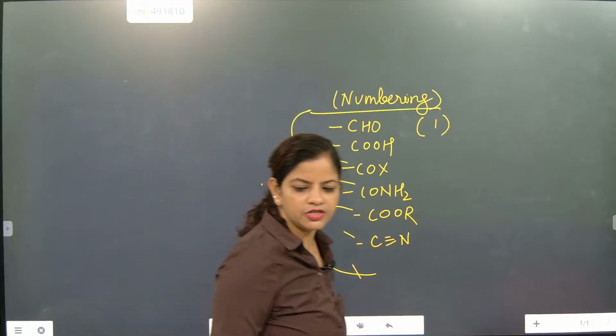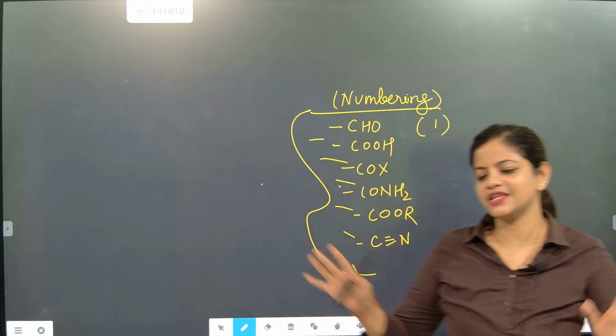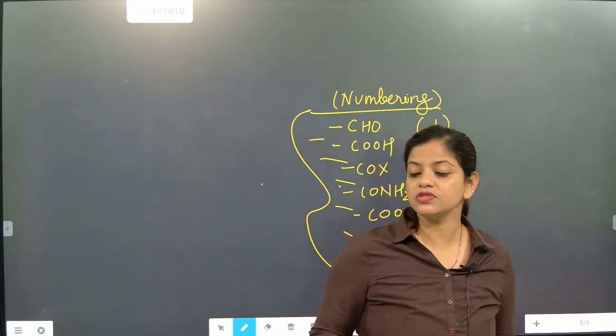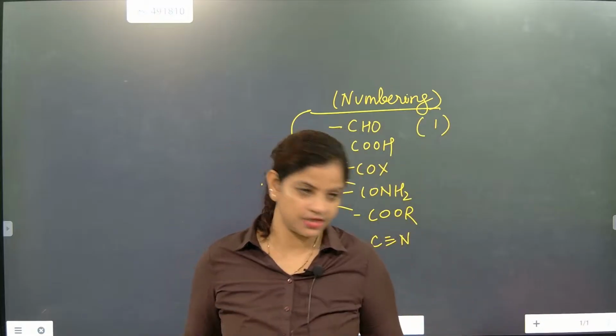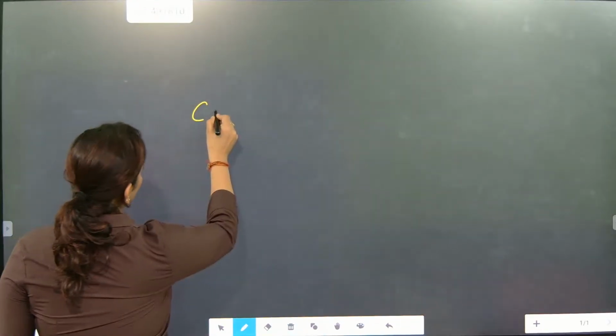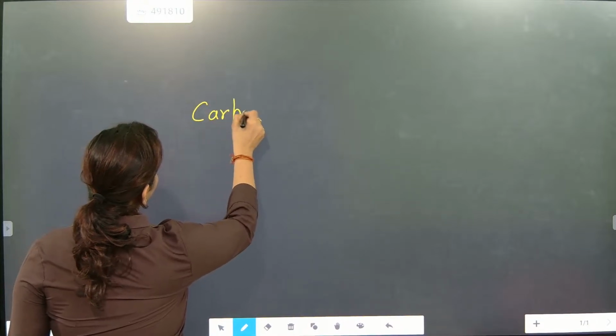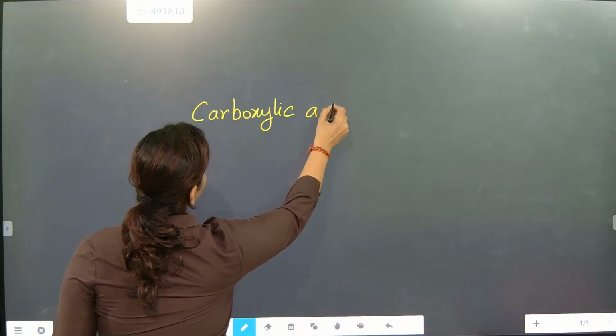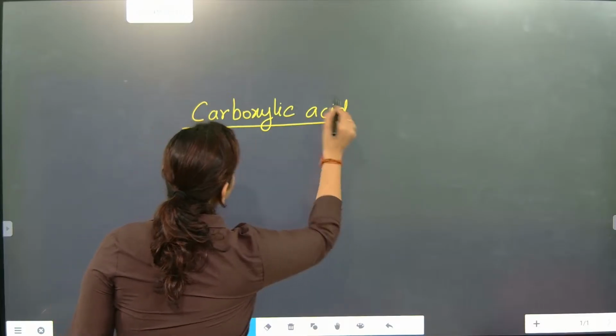Whenever this part comes, we must understand that it will be considered as 1 by default. Understood? By default means I am going to give them the first priority. Got it? Now we are going to start with carboxylic acid. Now get ready for carboxylic acid as the first topic.